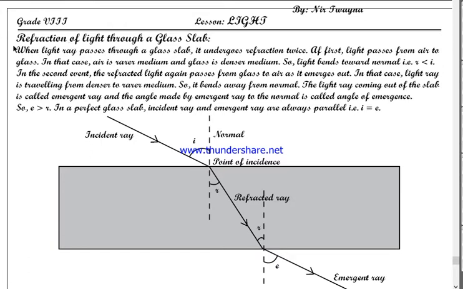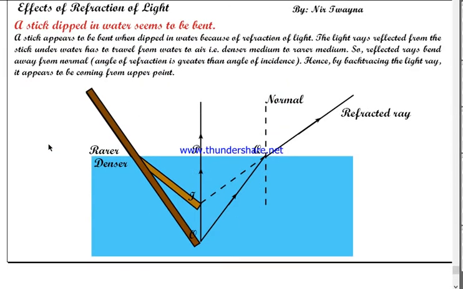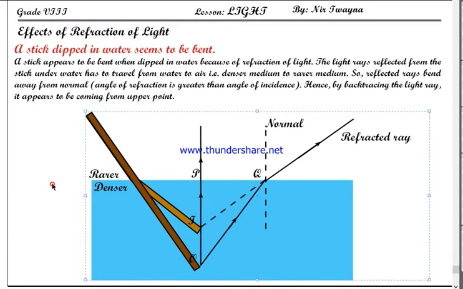Okay, the first case we are studying is the glass slab. How does light refract when it passes through a glass slab? After that we are going to study refraction of light through water and the effects of refraction of light. The first effect is, you might have noticed this, when a stick is dipped in water it seems to be bent.